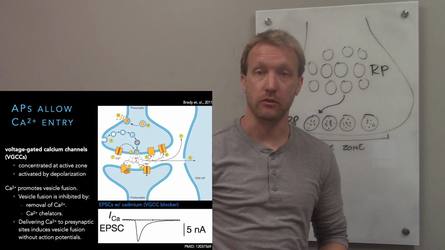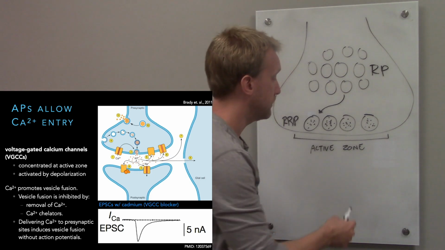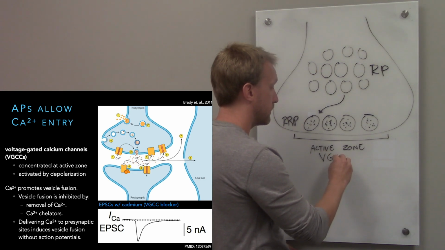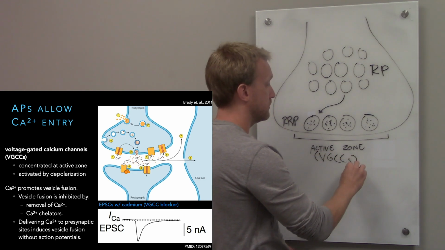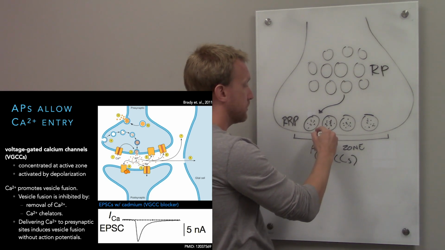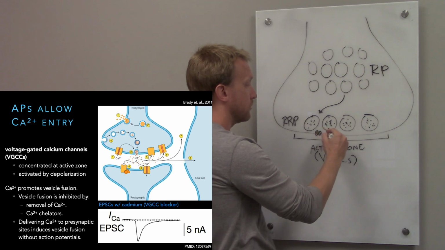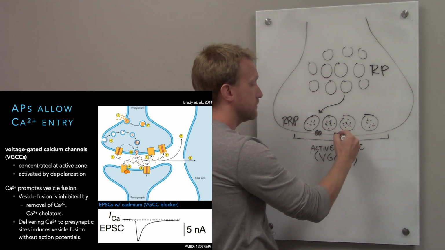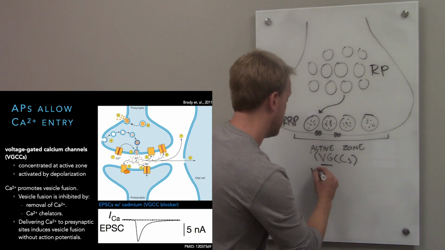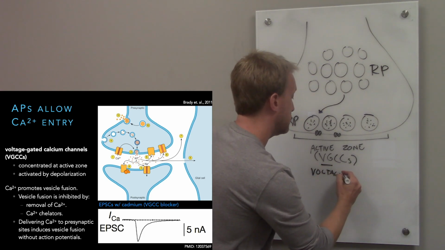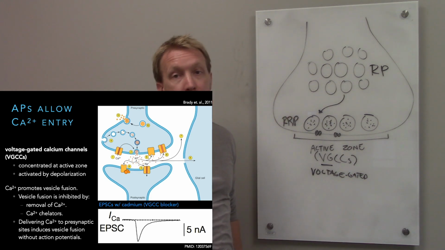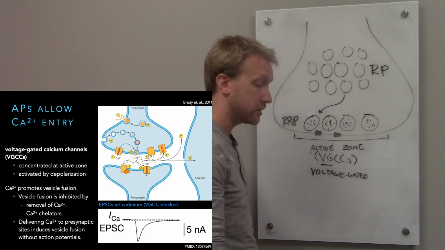Now, what causes neurotransmitter release is the entry of calcium. That's what makes the active zone active. It has voltage-gated calcium channels. So not only do we have our readily releasable pool, we also have voltage-gated calcium channels that are exactly what they sound like, voltage-gated. That means what causes them to open is a change in membrane potential. In this case, it's depolarization from the action potential.